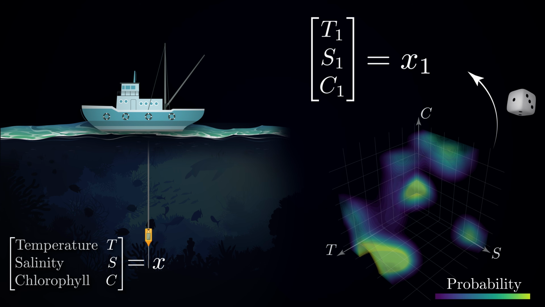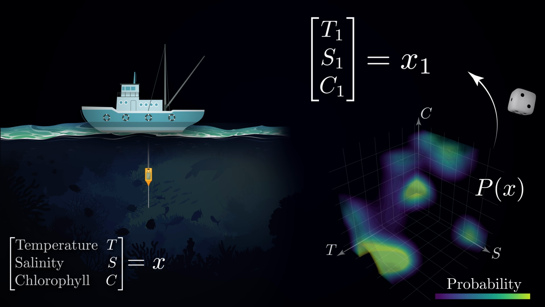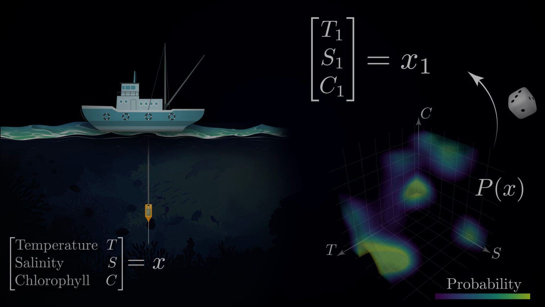We will refer to x as a single data point, in this case a vector containing 3 measurements, and P of x as the true underlying probability distribution of this data. Our goal is to build a model that can describe this complicated distribution effectively from a limited number of samples.